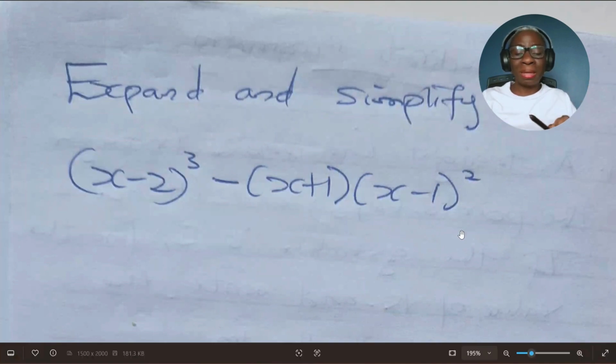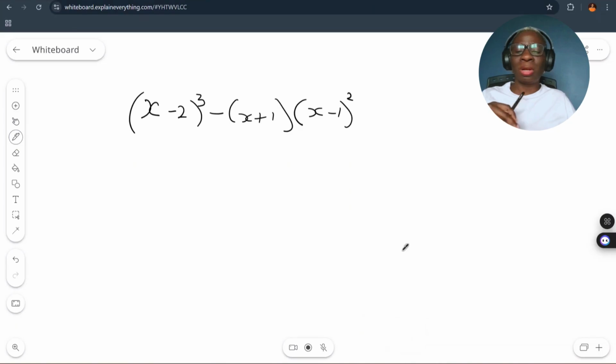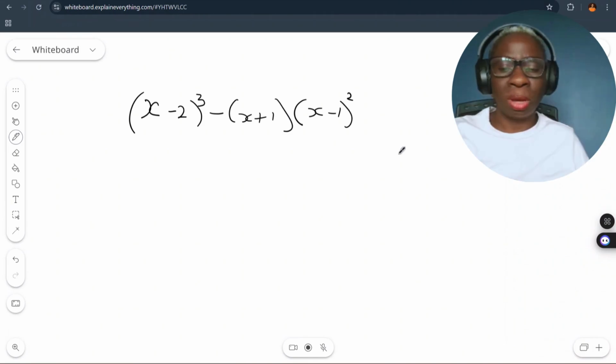How do we expand and simplify this question? I know it looks like, oh, this is a lot, but don't worry, it is easy to solve. So let's take a look at the question. It says x minus 2 all raised to power 3, then minus x plus 1, then x minus 1 square. We just have to start by simplifying each of these, expanding each of these, then we add, multiply, and do all what we have to do.